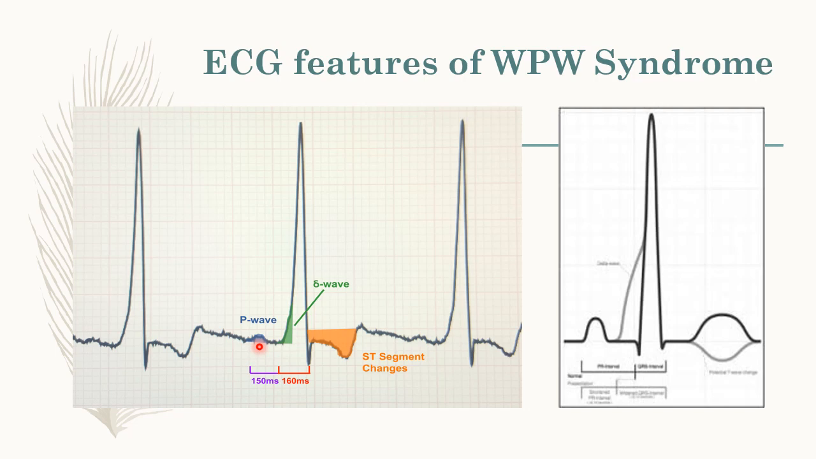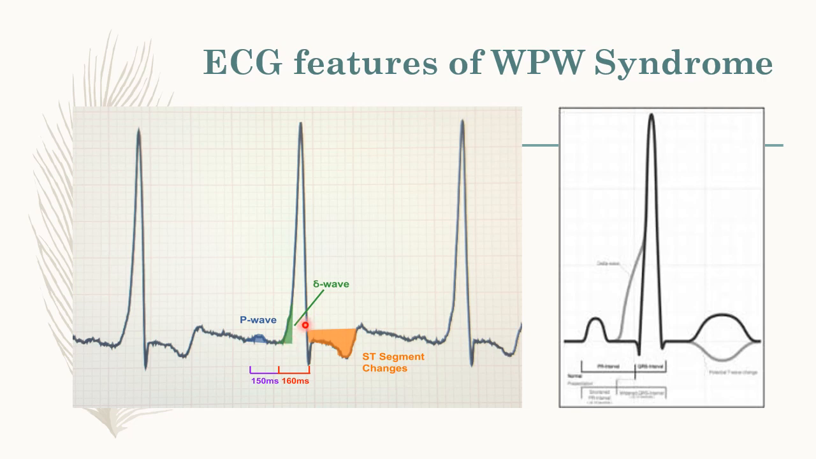Number 2, delta wave. Here you can see on this ECG, the green colored area is the delta wave. The impulse has reached the ventricles. Onward transmission is through non-specialized conducting tissue, producing a slur on the ascending limb of the QRS complex. This is called the delta wave.